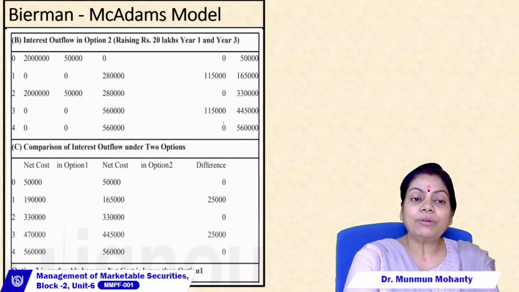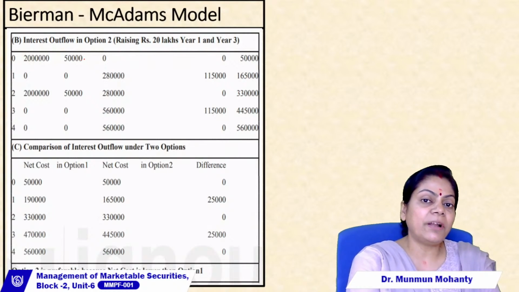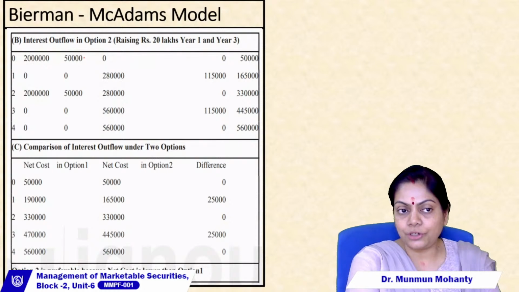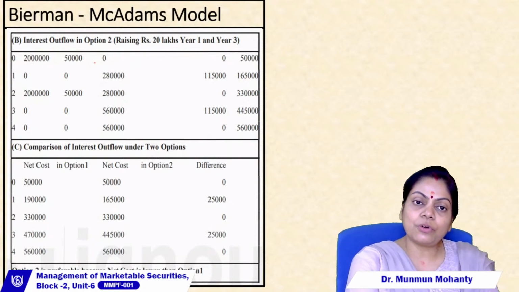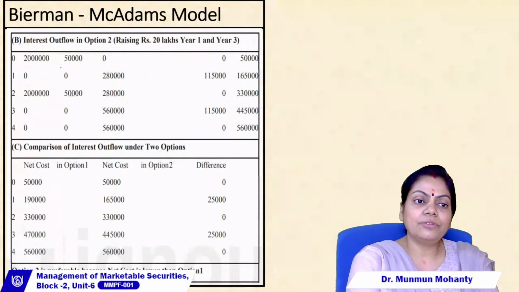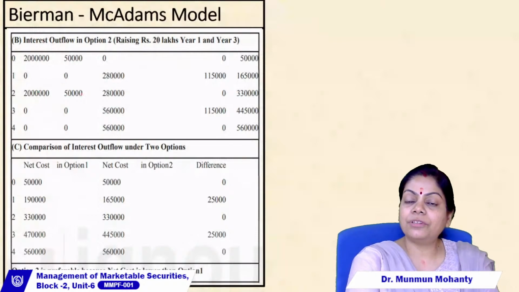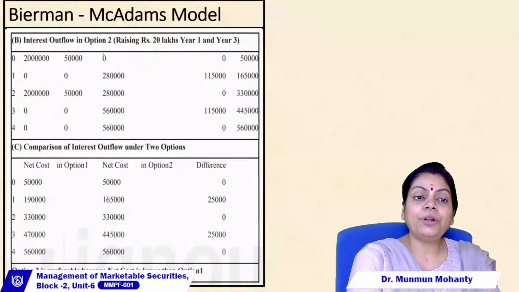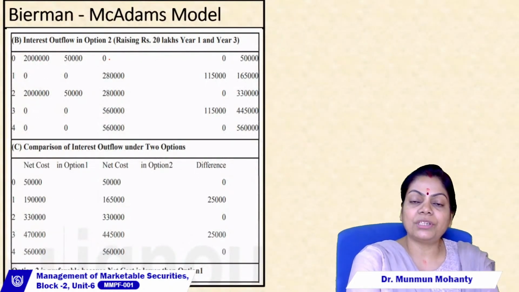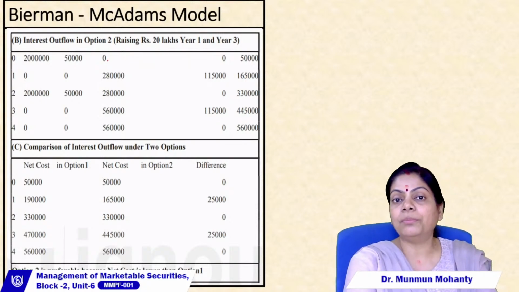So what will happen now? See, if I'm raising 20 lakh here, since we said that it is not dependent on the amount of issue, that it is a fixed cost, it will be 50,000 rupees. Now see, this is 50,000 rupees here. And again when we're raising in year 2, it is 50,000 rupees, another flotation cost. Now the point is, we'll talk about the interest. Because in year 0 there is no interest, the interest will come in the first year.